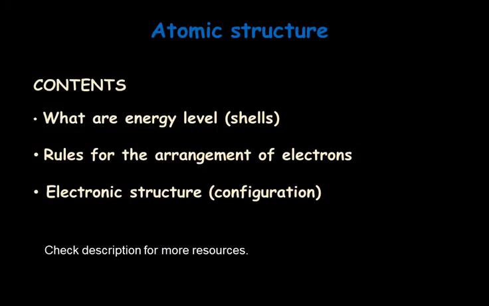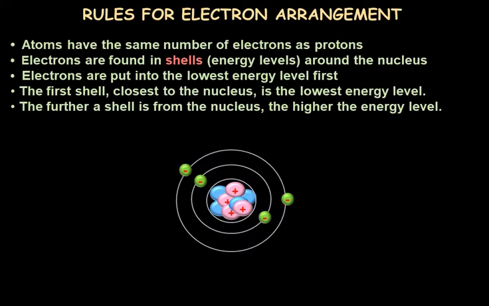In the third part of the atomic structure video, we are going to learn what energy levels and energy shells are, the rules for the arrangement of electrons around the nucleus in an atom, and then we will learn the electronic structure, that's electronic configurations, for the first 20 elements of the periodic table. So now let's start with the rules for the electron arrangement.